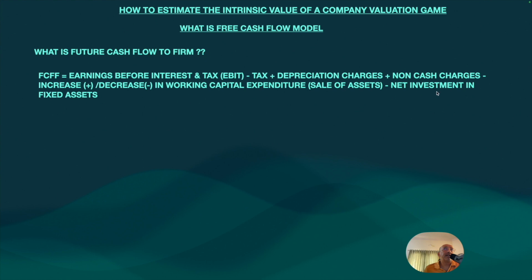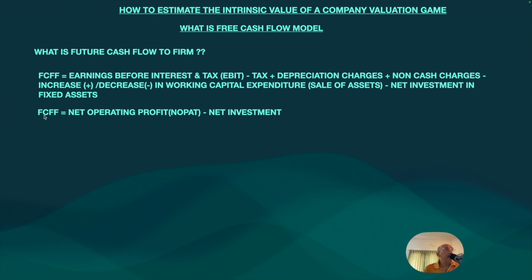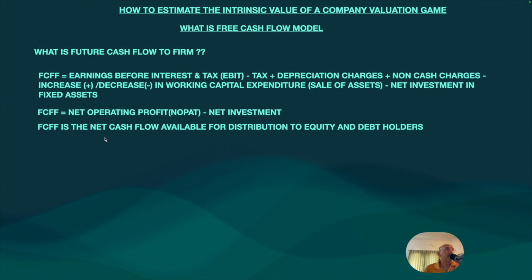Whatever reinvestment in fixed assets you make will be deducted from the earnings before interest and tax to get the free cash flow to firm. So free cash flow to firm can also be net operating profit, that is NOPAT, minus the net investment made. I have explained NOPAT, net investment and free cash flow to firm in my previous lecture, part 2 and part 3. You can find all these details there. So free cash flow to firm is the net cash flow available for distribution to equity and debt holders.